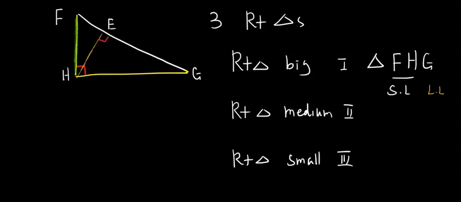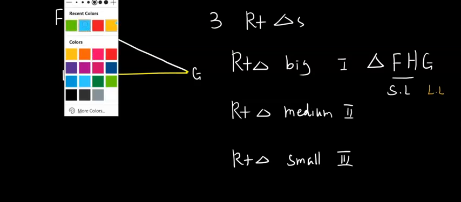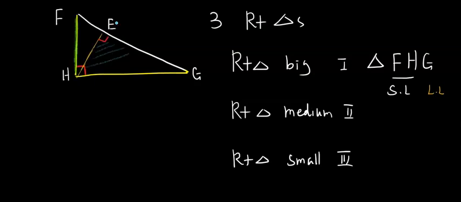Therefore, the second one, the medium set, let's give it some color. I'm going to pick a pretty color. I'm going to use the blue. I'm going to color this medium-sized triangle as our triangle 2. I'm going to follow the same order, short leg and then long leg. Therefore, I'm going to call it triangle HEG. Let's check if we wrote it down correctly. HE, shorter leg. EG, long leg. Very good.